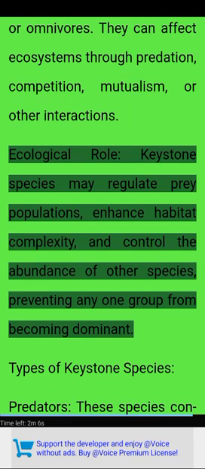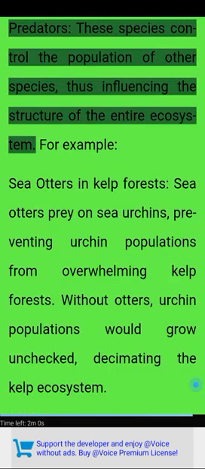Ecological role. Keystone species may regulate prey populations, enhance habitat complexity, and control the abundance of other species, preventing any one group from becoming dominant. Types of keystone species. Predators. These species control the population of other species, thus influencing the structure of the entire ecosystem.